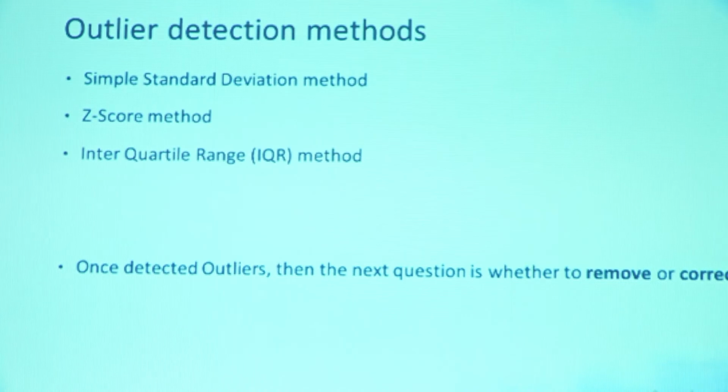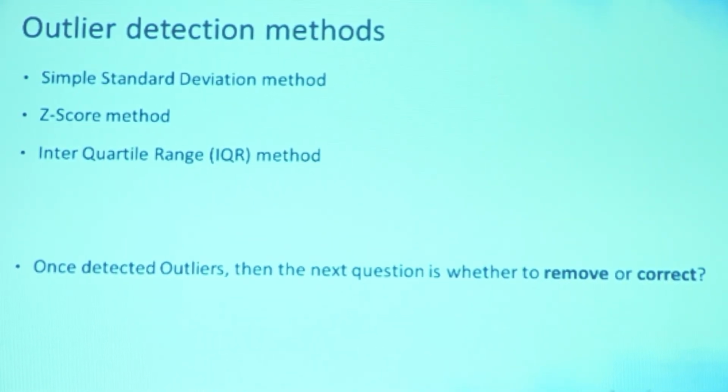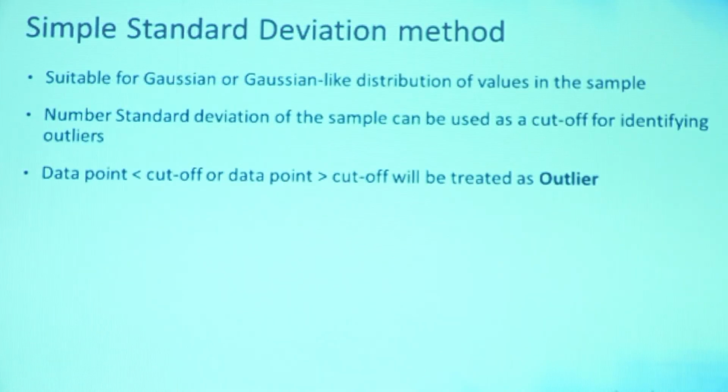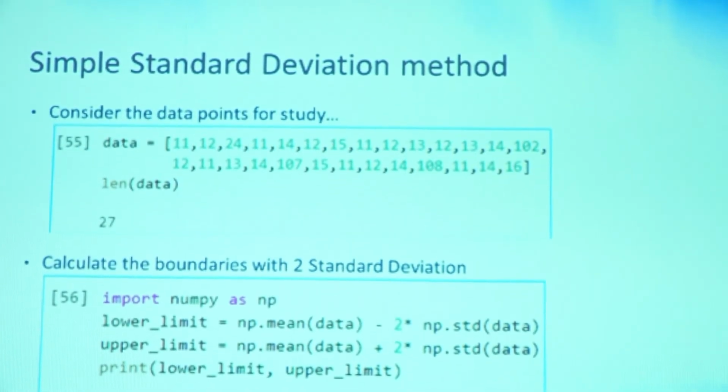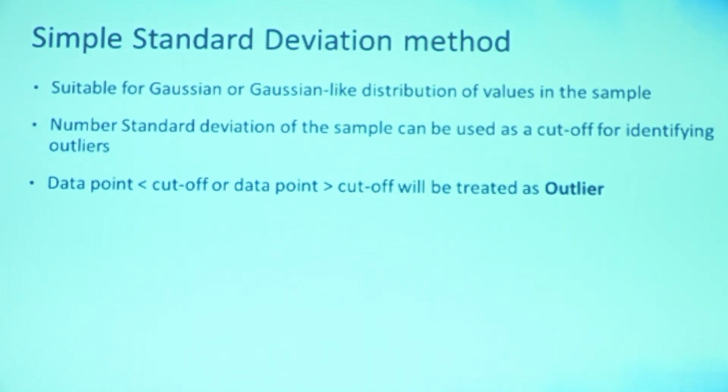Now, once detected, you think about it, whether you need to remove it or correct it. So simple standard deviation method is what we are going to see. This will be more useful when you have a Gaussian like of a curve. You saw your histogram for price.